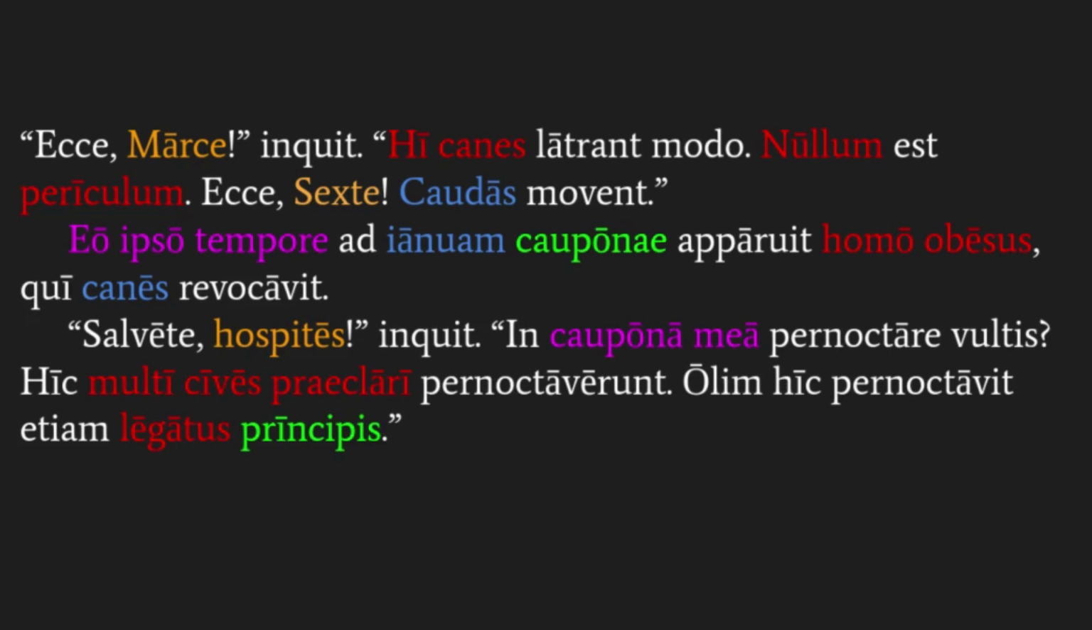Eo ipso tempore ad januam cauponae apparuit homo obesus, qui canes revocavit. So at that very moment, eo ipso tempore, again, it's ablative because it's showing time, right? A moment of time. At that very moment, apparuit, someone appeared, right? Who appears? A homo obesus, a fat man, right? So this chubby guy appears at the door, ad januam cauponae, of the inn, right? So someone appears at the door of the inn. He's described as a homo obesus, right? A fat man. And this man, qui, right? Who, revocavit, called back the dogs, canes.